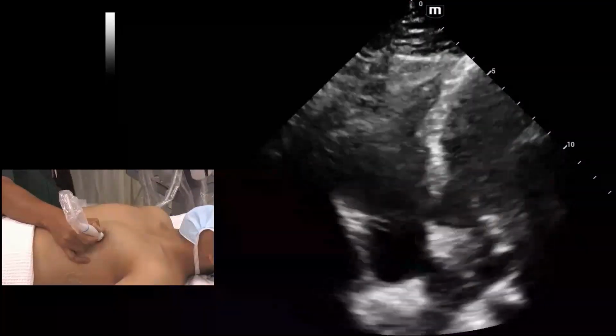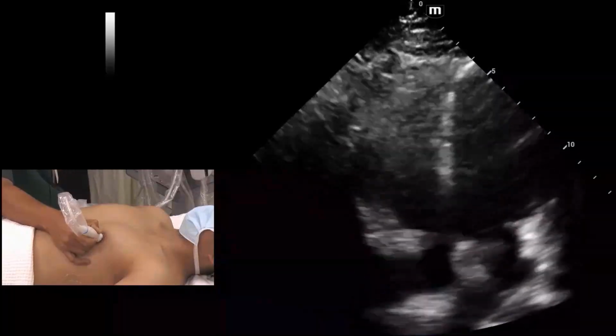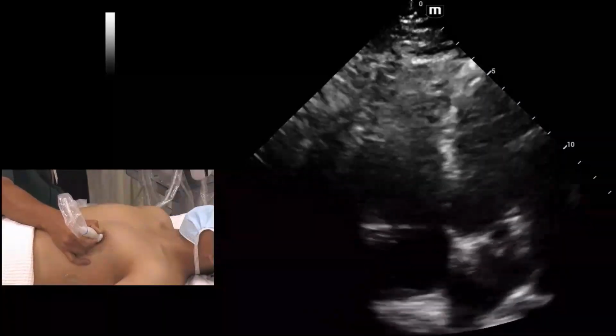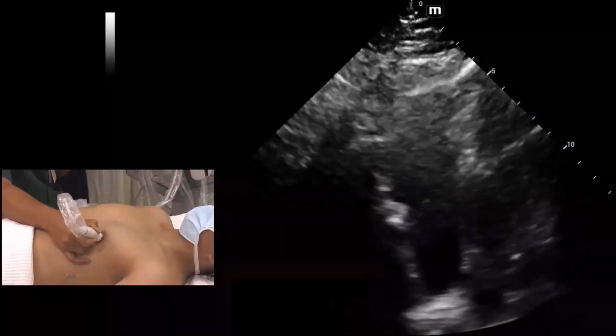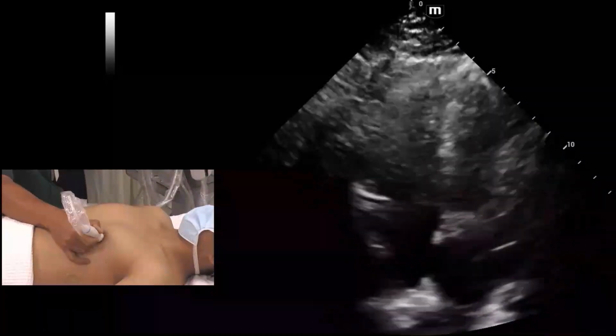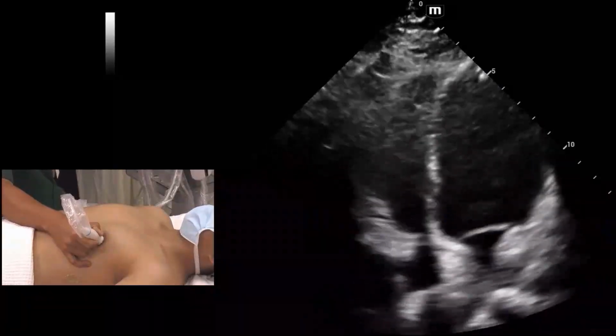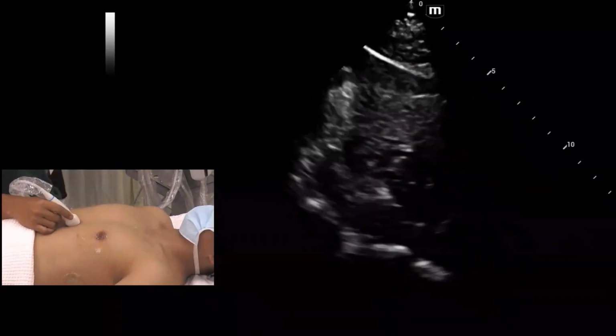Going back, the next step, the most important thing, is the third step: determine whether the patient needs fluid or doesn't need fluid. We know that 50% of patients in shock don't need fluid. How to do it is in two ways. One is to look at the IVC.